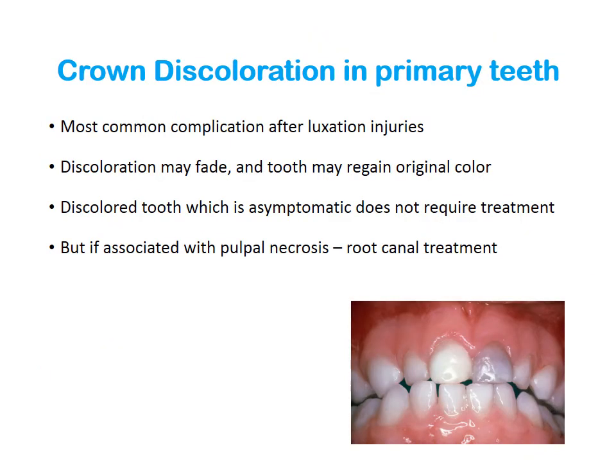The crown discoloration in the primary teeth is the most common complication that we see in the luxation type of injuries, and this discoloration may fade and the tooth might regain its original color. If the tooth is discolored but asymptomatic, then there is no need of any treatment. But if it is associated with any pulpal necrosis, then pulpal treatment needs to be done. So a pulpectomy needs to be done in such type of teeth.